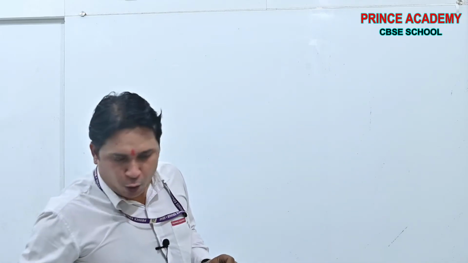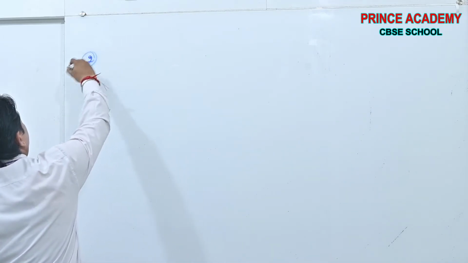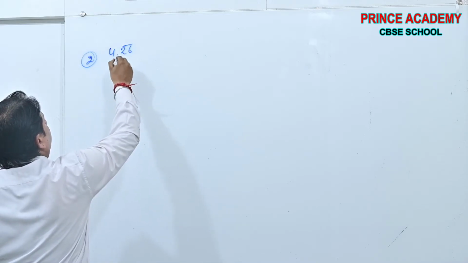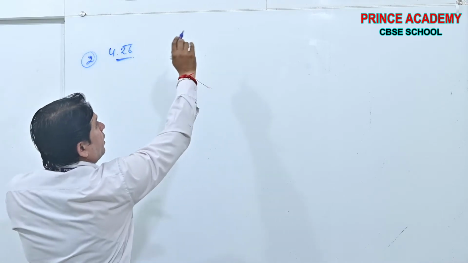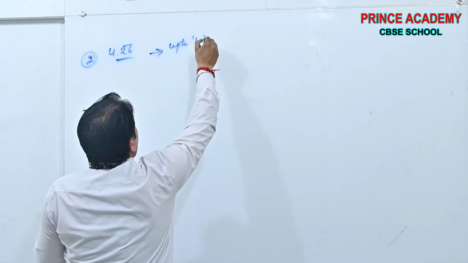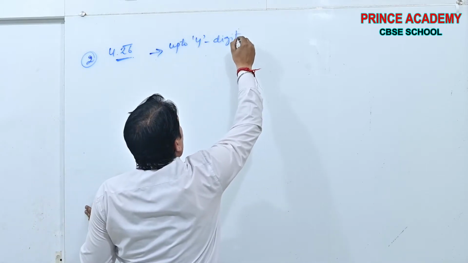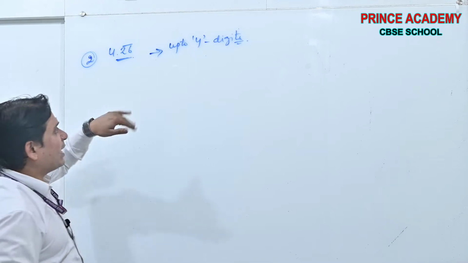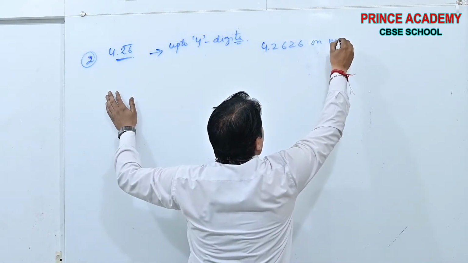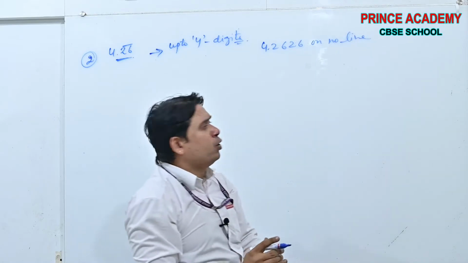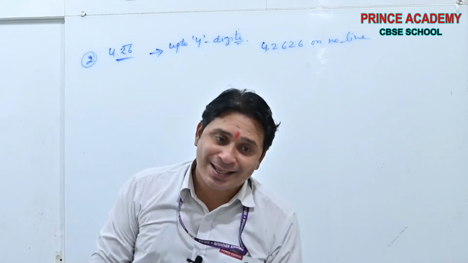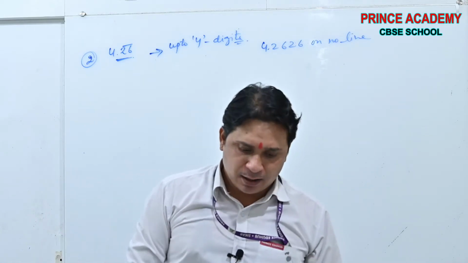See, what is here? Question number 2. 4.26 bar. It means it is repeating up to infinity, but you have to show it up to 4 digits. Okay, yes or no? You have to show 4.2626 on the number line. Whatever is the position, we have to show up to 4 digits. It is given in the statement. Done? See? Now.